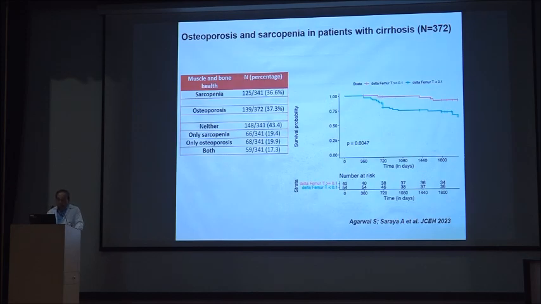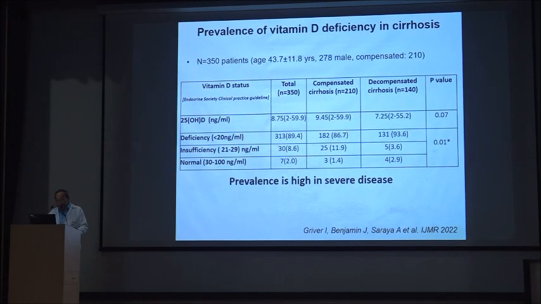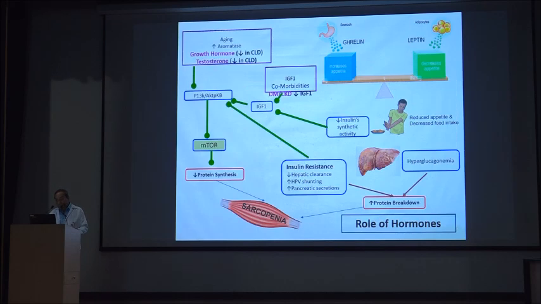What we have observed is that there is deficiency of vitamin D in patients with cirrhosis, and sarcopenia was present in 36.6% of cases and osteoporosis in 37.3%, and prevalence is high, especially in Child C cirrhosis.